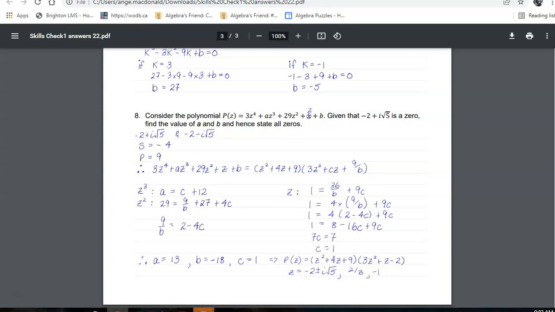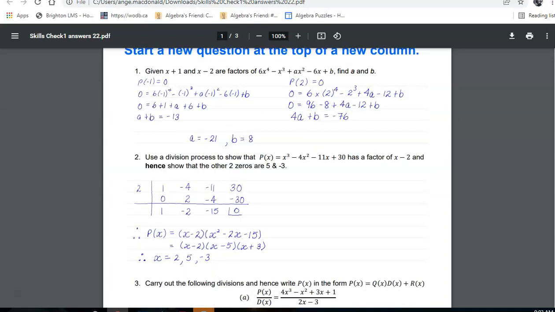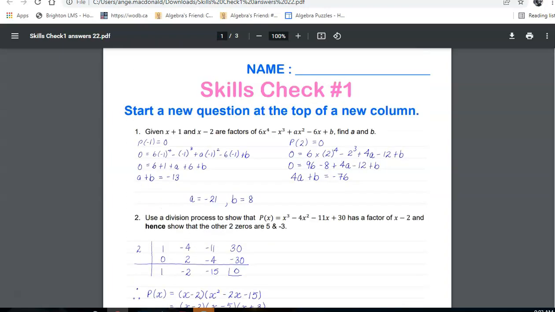Right, so we should have our skills test check back. No marks as such, because I just wanted to have a look where people were, see what they're looking at. Quite a few of you were long division crazy. You just wanted to use long division for nearly every question. So I would be using long division as possibly a last resort.